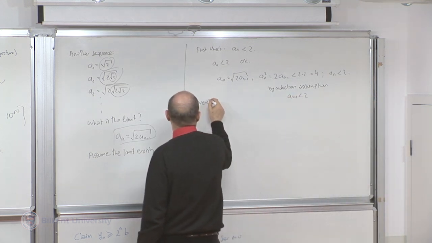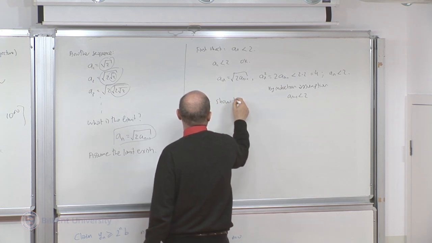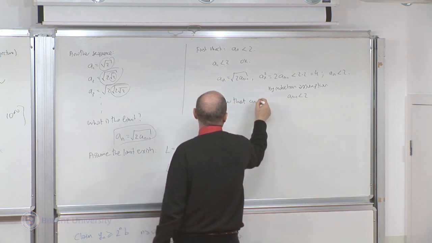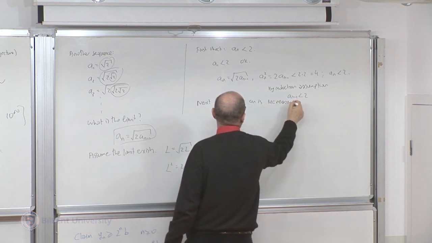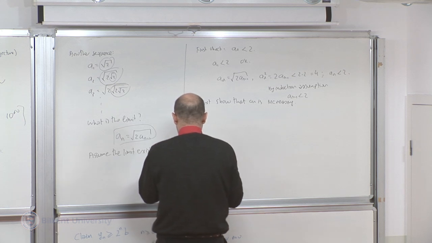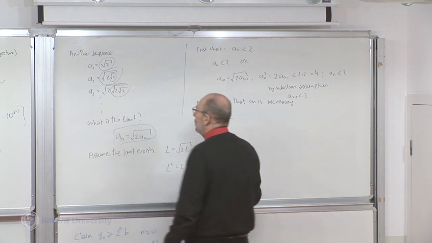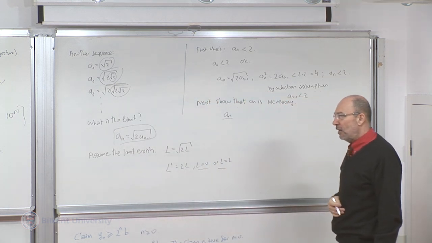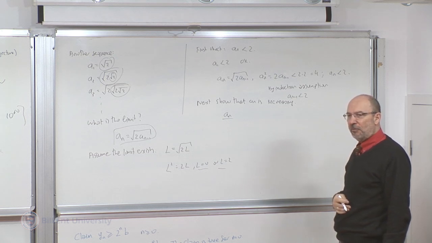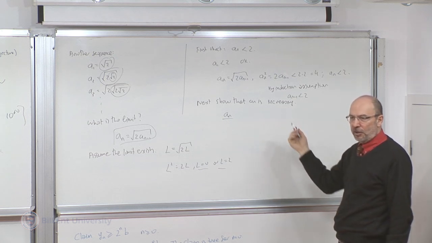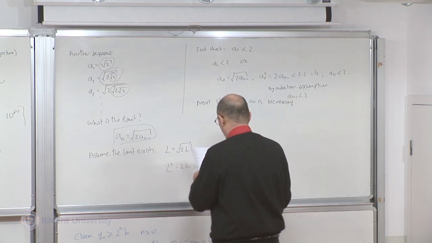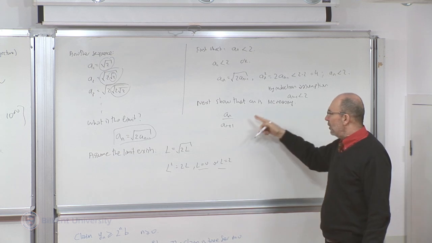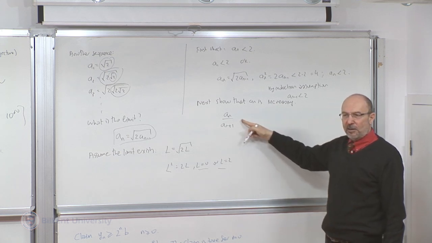Next, show that a_n is increasing. For this, normally, depending on the way the equations are given, you either look at the difference or the ratio. Here I'll look at the ratio, a_(n+1) over a_n. If a_n is increasing, this thing must be larger than 1.